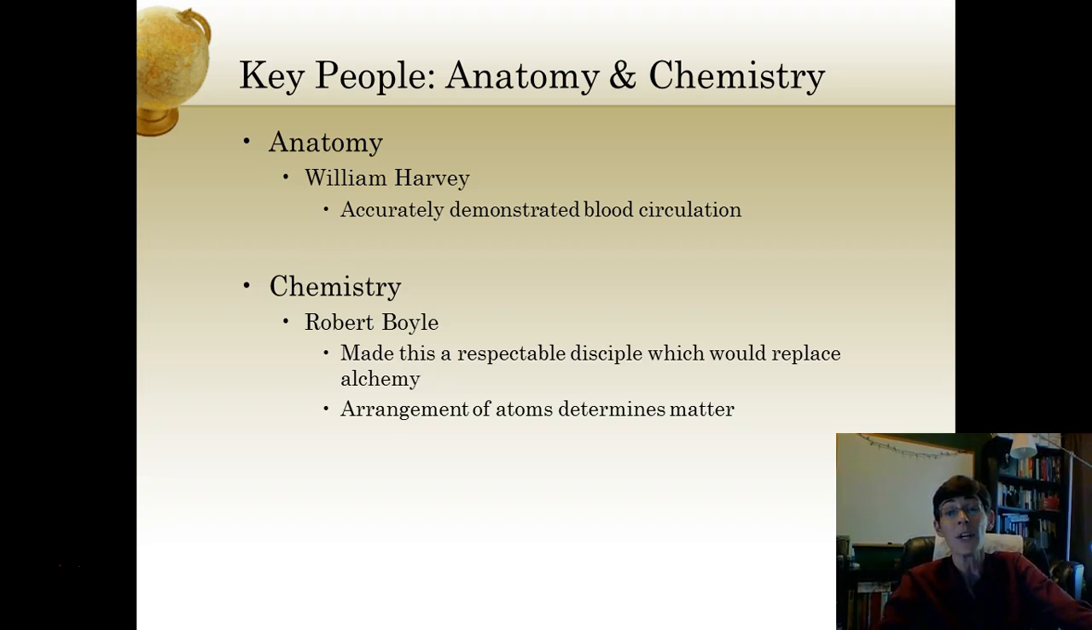This is how we figured out that blood circulates to the body, and not just that it does, but how it does, right? Chemistry, Robert Boyle, this guy's important, made this a respectable discipline, my apologies, which would replace alchemy, all right? And he articulated that the arrangement of atoms determines matter, right? So he's the one who figured this out, very important stuff.